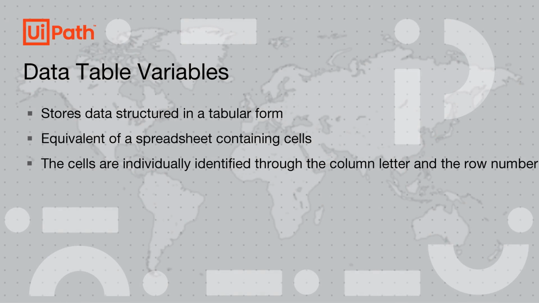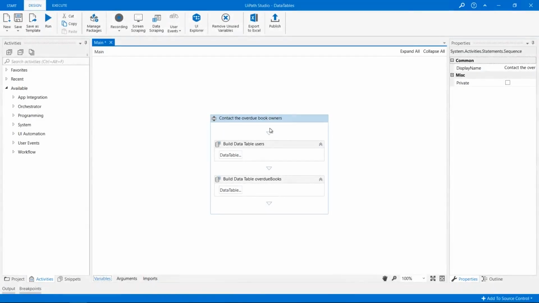Data table variables store data structured in a tabular form, and that means any information organized in rows and columns. This variable type is the equivalent of a spreadsheet containing cells which are individually identified through the column letter and the row number. UiPath Studio includes many activities that output data table variables. In this demo, we'll focus on the Build Data Table activity, which is largely used to define the structure of a data table. Let's examine the first example to see all the configuration options.